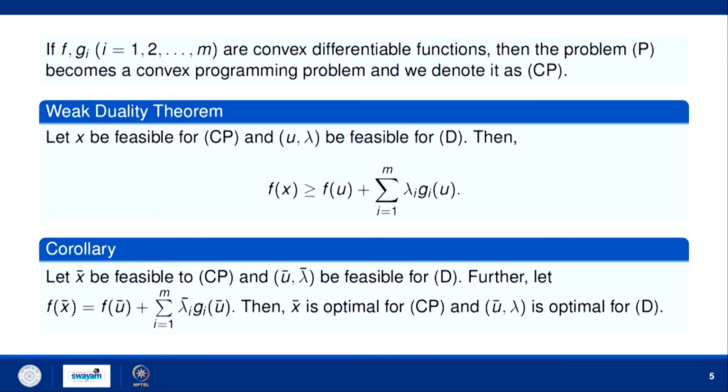So, the first result, which we are calling the weak duality result, states that if x is a feasible solution of CP and (u, lambda) is feasible for problem D, which is the dual of this problem CP, then this inequality always holds. This inequality means the value of the objective function of the primal problem CP is always greater than or equal to the value of the objective function of the problem D. So, how did we get this result? Let us try to understand.